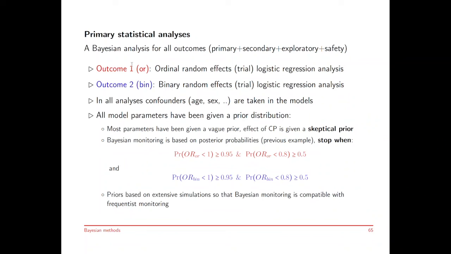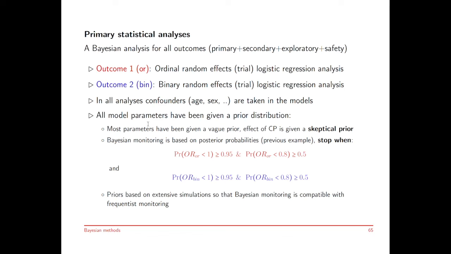There were 2 primary analyses. They were all done using a Bayesian approach. For outcome 1, the WHO outcome, an ordinal random effects logistic regression analysis was used, and for the second, a binary random effects logistic regression analysis was used, where the random effect was the trial. In all analyses, age, sex, and other covariates were taken into the models.